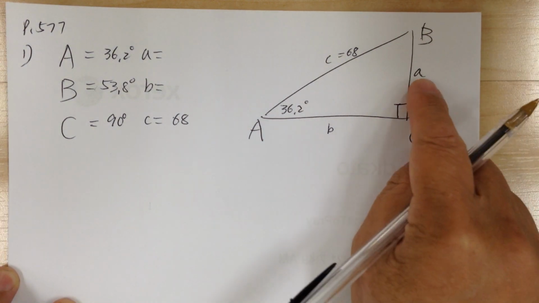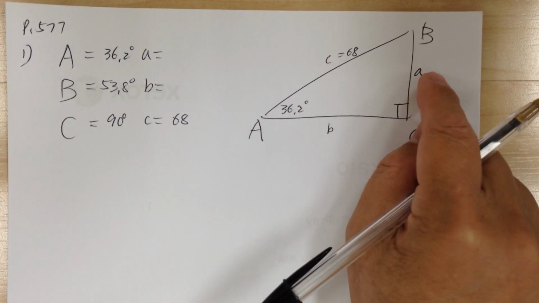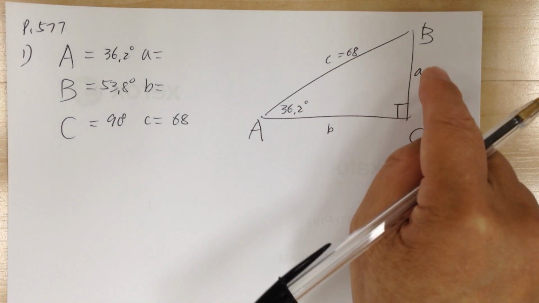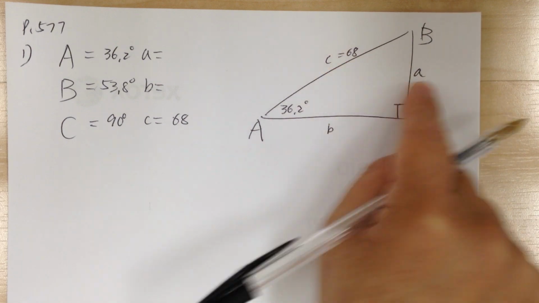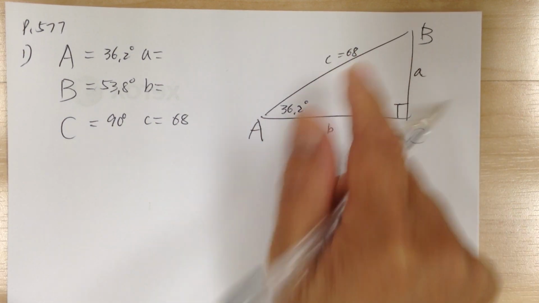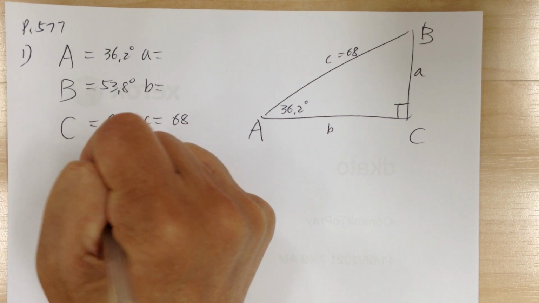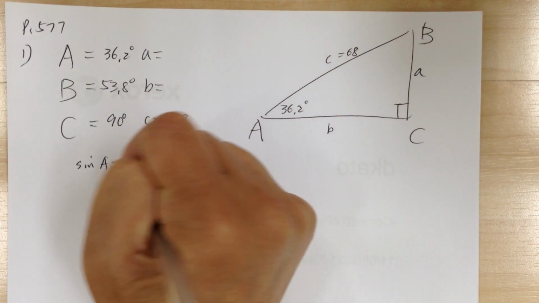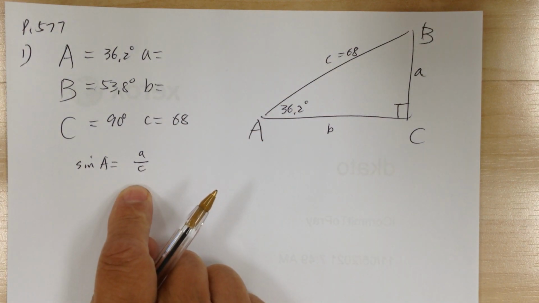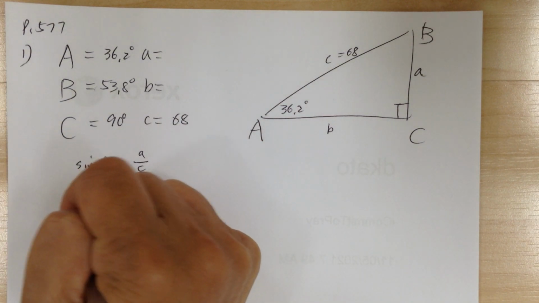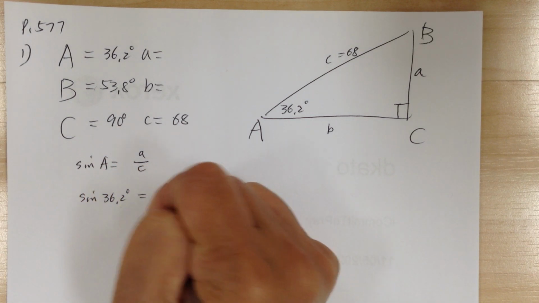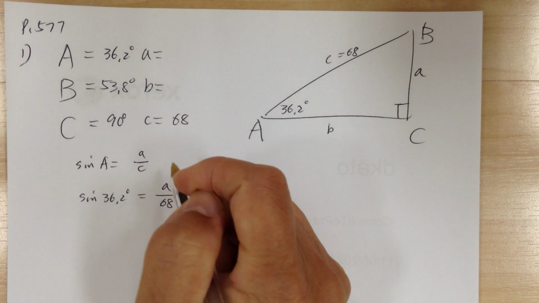Okay, so to look for a, you have to use what you're looking for and also what is given. So this is what you're looking for and this is what's given. So you need to find the relationship between these. So this is your sine function. So you're going to get sine A equal to a over c. Okay, so you can always write down your formula and then after that you substitute. So you're going to get sine of 36.2 degrees equal to a over 68.